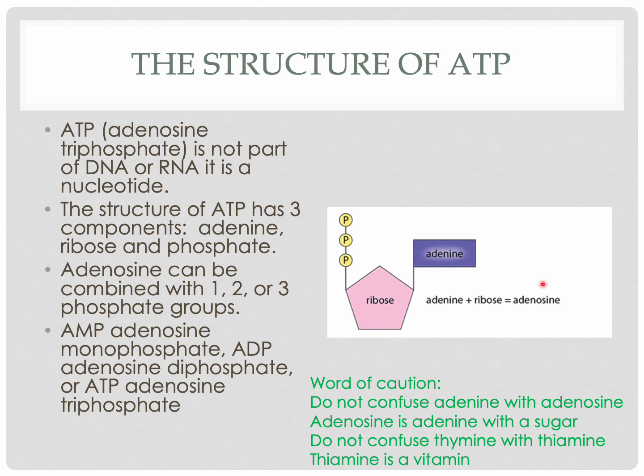The adenosine can be combined with 1, 2, or 3 phosphate groups. AMP, which is adenosine monophosphate, or ADP, adenosine diphosphate, or ATP, adenosine triphosphate. So the prefix would change depending on the number of phosphate groups you have. The adenosine is going to form from the adenine and the ribose combining together.